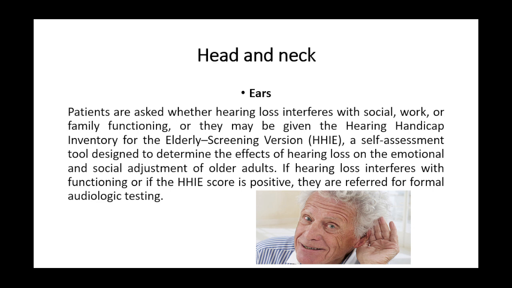Patients are asked whether hearing loss interferes with social, work, or family functioning, or they may be given the Hearing Handicap Inventory for the Elderly, Screening Version, a self-assessment to determine the effects of hearing loss on the emotional and social adjustment of older adults. If hearing loss interferes with function, or if the Hearing Handicap Inventory for the Elderly screening version or audioscope is positive, they are referred for formal audiologic testing.